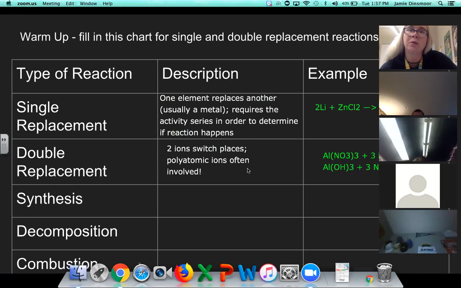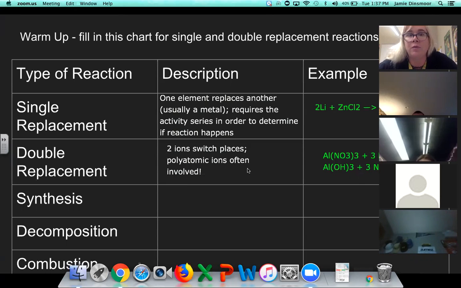So single replacement, what did you write? You can see what I wrote, but do you have anything to add to what I wrote here, or would you like to share what you are writing in your chart? If you do, go ahead and paste that into the chat, but I'll share what I wrote here.